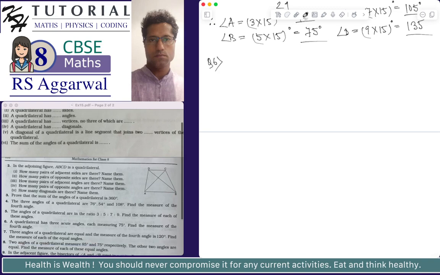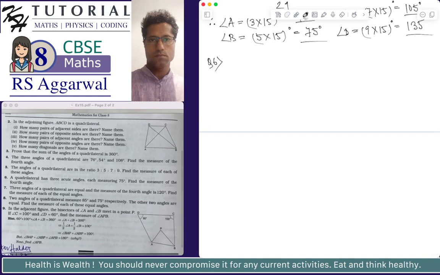Question number 6 says a quadrilateral has 3 acute angles, each measuring 75 degrees. Find the measure of the fourth angle. So 3 angles are given to be 75 degrees. What is the fourth angle? Let's say the quadrilateral is ABCD, and the 3 equal angles are angle A, angle B and angle C, each equal to 75 degrees.